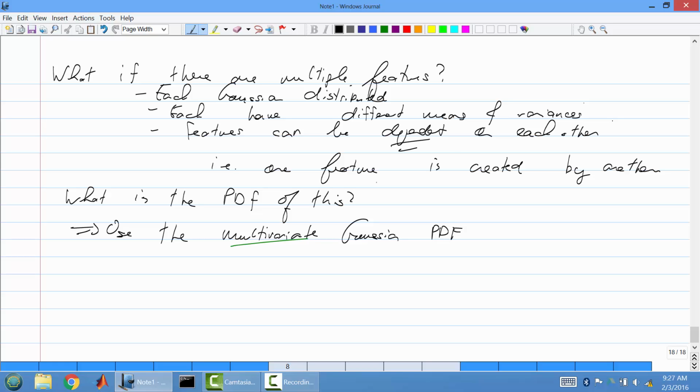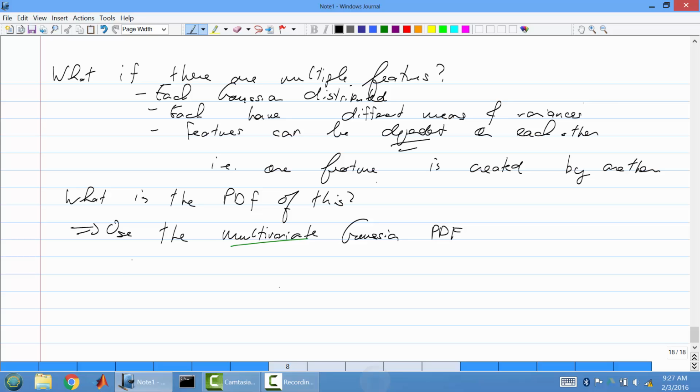So what's the PDF of this? What's the actual probability distribution function of this? We're going to use what's known as the multivariate Gaussian PDF. This is the general rule where you have an n-dimensional space. There is a Gaussian probability distribution function that spans n dimensions.